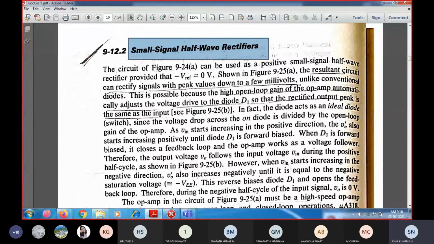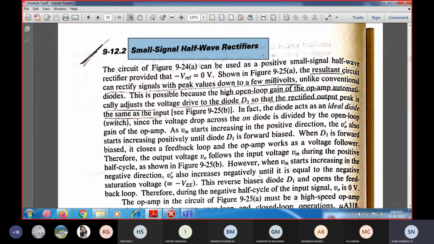Whether it is half wave or full wave depends on the polarity of the diode. If the diode is forward biased, it allows the signal to pass. If it is reverse biased, it acts as an off switch and does not allow any signal to pass. That is the functionality of the diode, and we use that functionality in the process of rectification. So that is the rectifier.